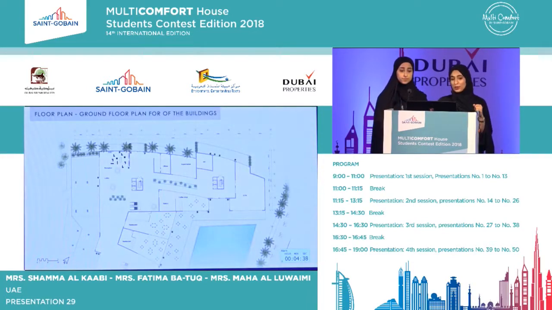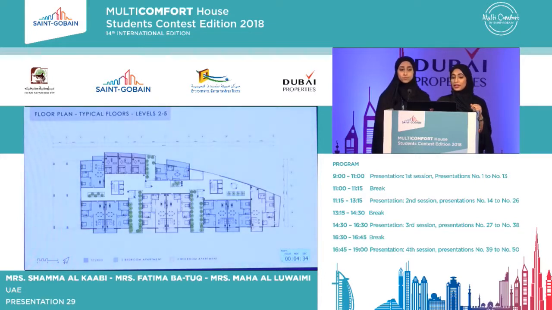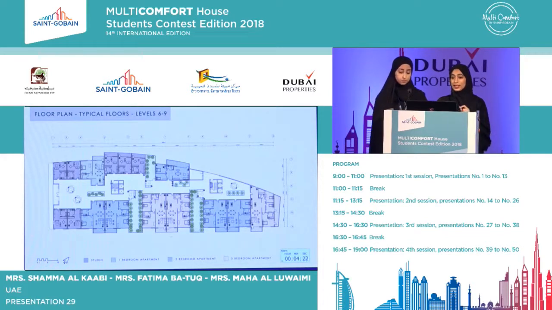For our ground floor plan, it's connecting all three buildings. And our typical floor plans are different. They are showing how the sky gardens are integrated and how they are improving the experience in the corridors. We have 241 apartments in total for all three buildings.